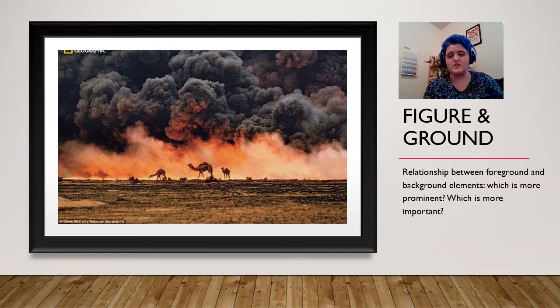The first pair is figure and ground. Figure is the thing that's in the foreground and ground is the background. So here the figures are the camels and the ground is the fire and the smoke. And with figure and ground, you want to ask yourself questions like, what is the relationship between the foreground and background elements? Which is more prominent? Which is more important? And what relationship is being created between them?